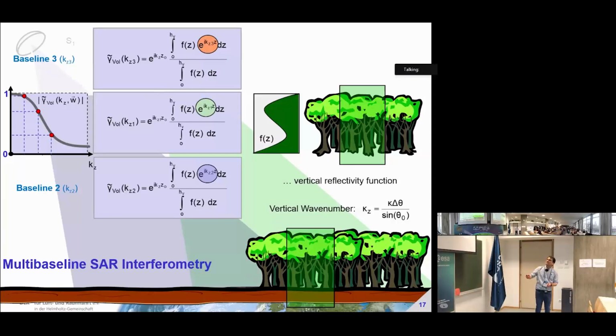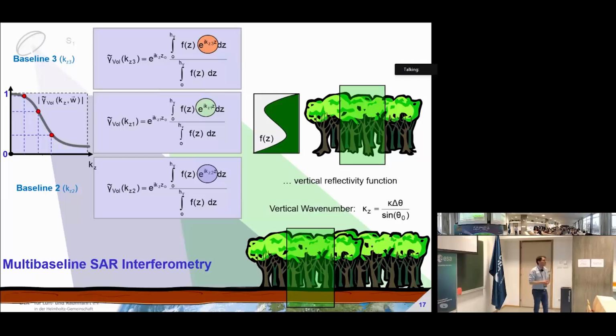Now you collect many coherences. If you collect many coherences, you can basically draw this behavior here. If you draw this behavior, you know that the behavior of the coherences with kappa zeta, you can put it in this Fourier integral, and you get back what?